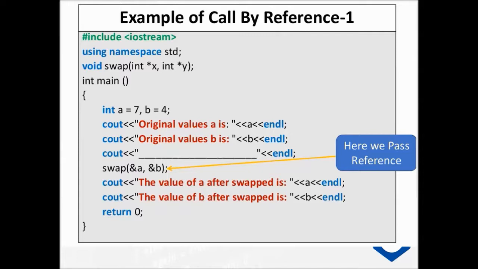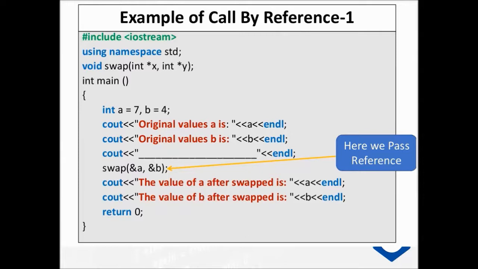So in this example we see that we are declaring a function with void swap int x int y, and in between int and x we write a star. Similarly in between int and y we put a star operator. This star operator makes x and y as a pointer.